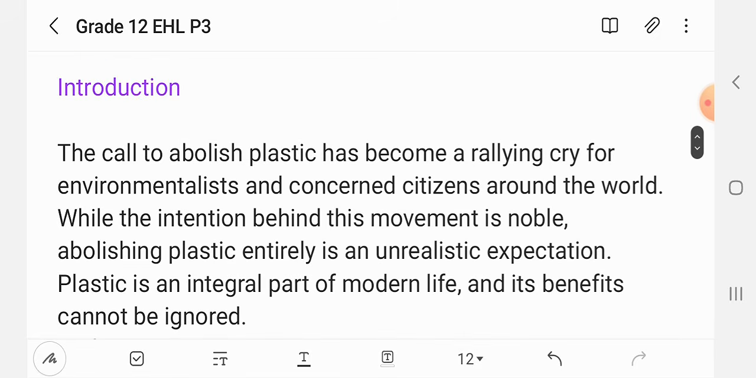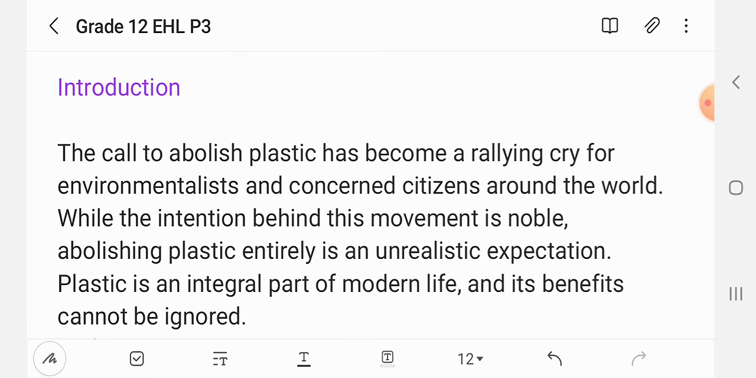So this is the introduction. The call to abolish plastic has become a rallying cry for environmentalists and concerned citizens around the world. While the intention behind this movement is noble, abolishing plastic entirely is an unrealistic expectation. Plastic is an integral part of modern life, and its benefits cannot be ignored.